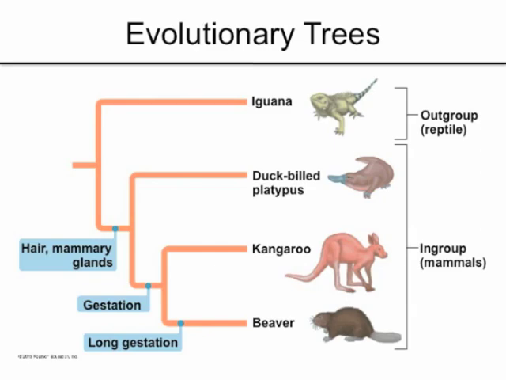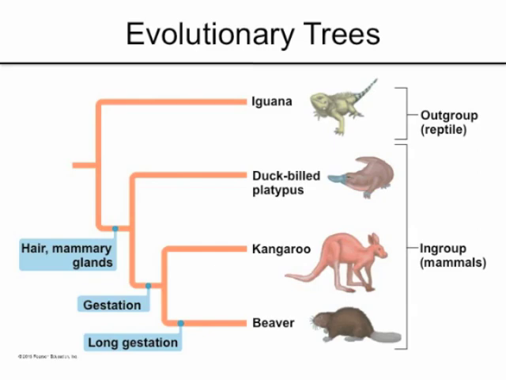So marsupials like kangaroos will hold on to their offspring in their pouch and allow them to develop longer in the pouch. So they are unlike beavers, who have a long gestation period, so when their offspring are born, they are more fully developed, very much like humans.